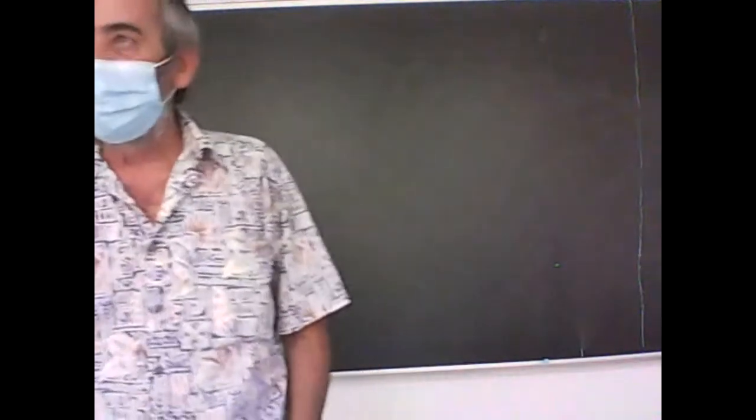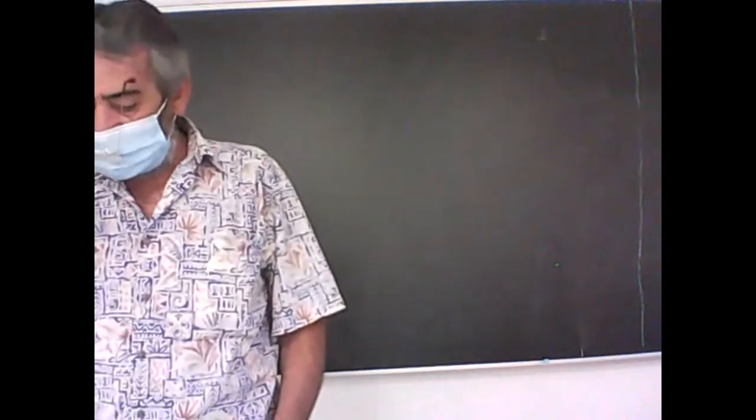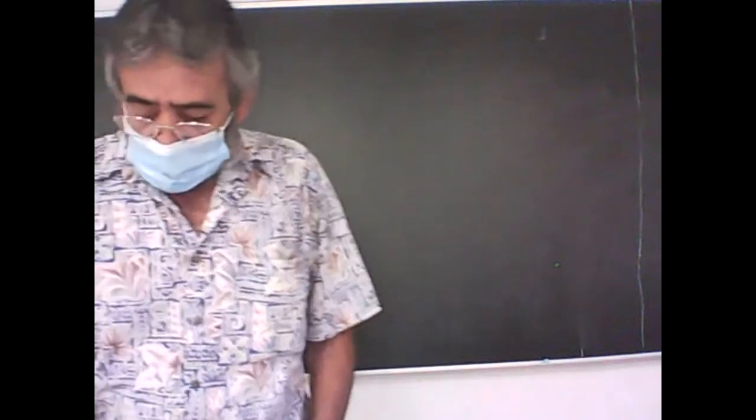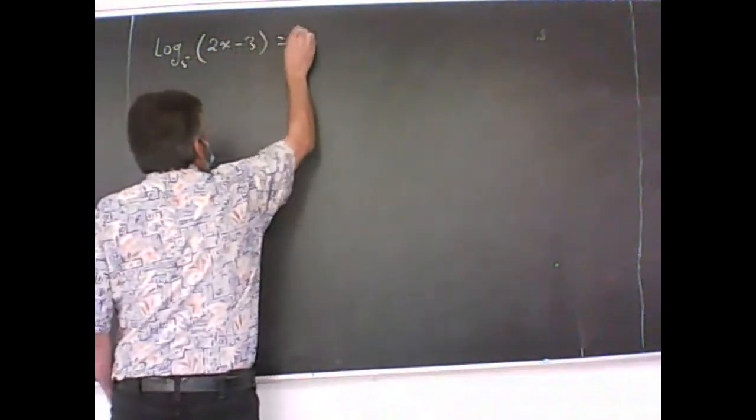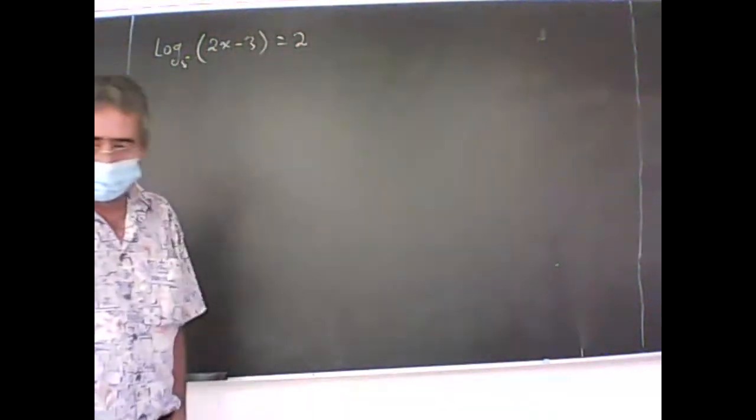We start with basically logarithmic equation. Okay, let's go ahead and do some examples. Last time we did a couple of examples. Let's go ahead and do this one today. It says log base 5 of 2x minus 3 equal 2.